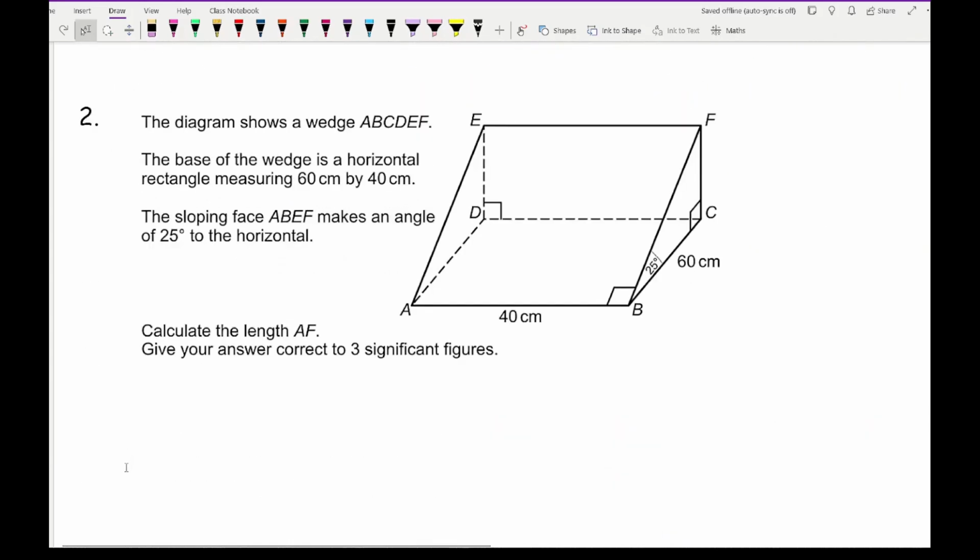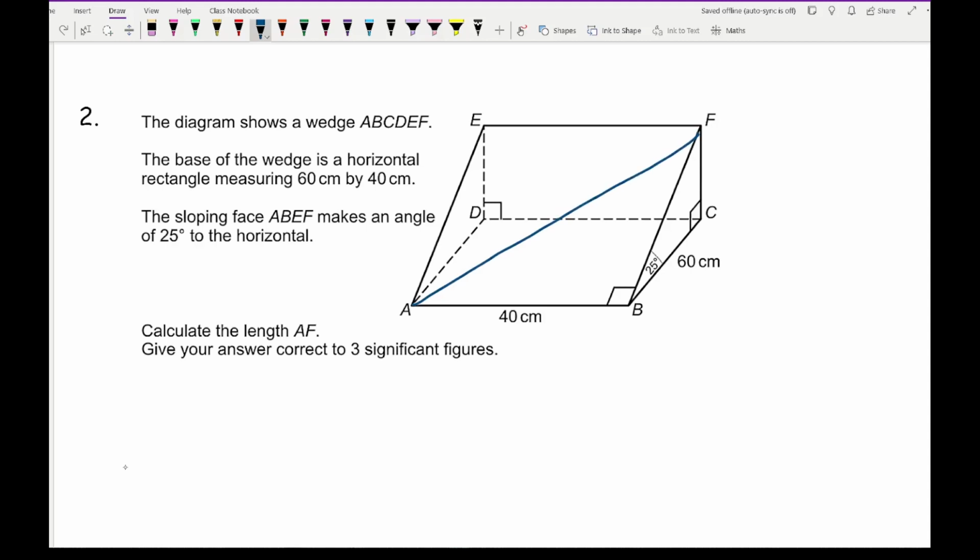Moving on to question 2, it says the diagram shows a wedge ABCDEF. The base of the wedge is a horizontal rectangle measuring 60 by 40. The slope face, which is ABEF, makes an angle of 25 degrees to the horizontal. The question is asking us to calculate the length of AF. AF is the longest side. If you imagine this was a box, the longest length that could fit in this is going to be A to F.